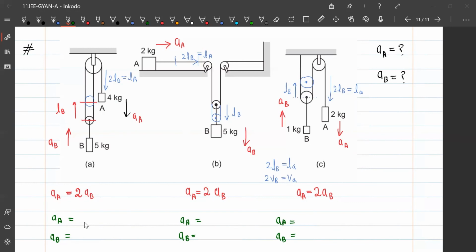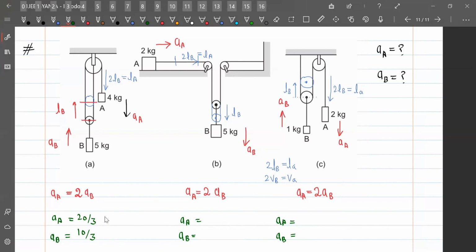Bharvi, tell me the accelerations in this case, first case. Sir, acceleration of A 60 by 21 or acceleration of B 30 by 21. Thirty by 10 to 21, that's 10 by 3, no? And this is 20. No, 10 by 7, no? 10 by 7. Yeah. 10 by 7 meter per second square. And this is 20 by 7 meter per second square.